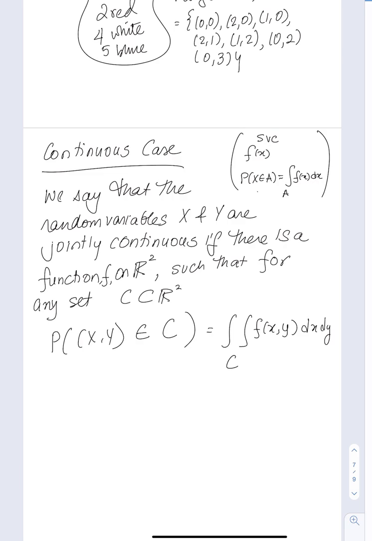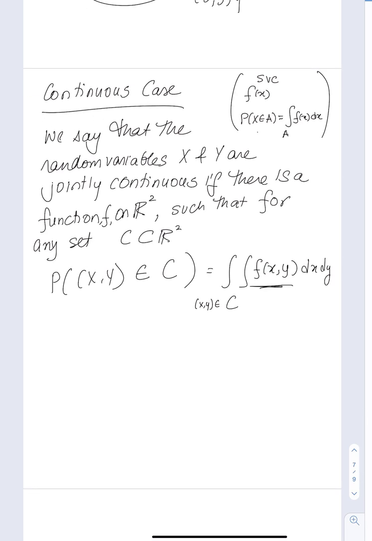So the probability that (x, y) is in this set is given by the integral of that function over that set. If you want to write it in a more rigorous way, you say (x, y) belongs to C. And herein, of course, the tools of higher integrals that you've learned in Calc 3 will come into play.